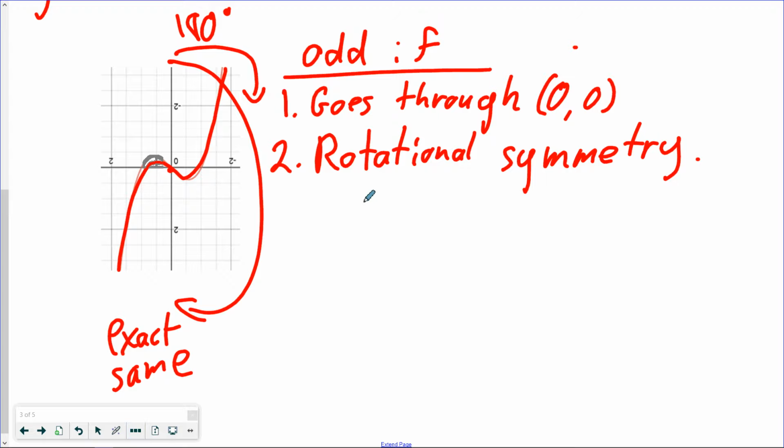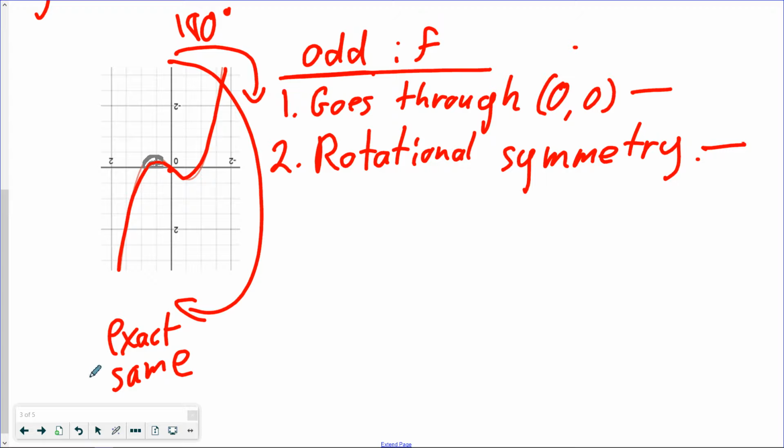Okay? So we can either plug in values and make sure we get the opposite sign answer. So if I get 7 when I plug in a number, I should get -7 when I plug in negative that number. Or we can graph it, make sure it goes through the origin and has rotational symmetry. Okay, let's go look at a couple of examples. I'm going to teach you a couple of tricks that'll help you remember which ones are even and odd, or determine without having to do all the hard work.